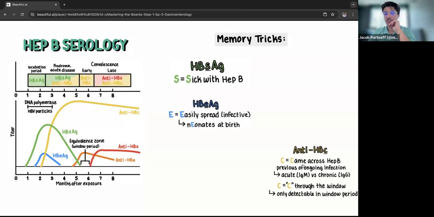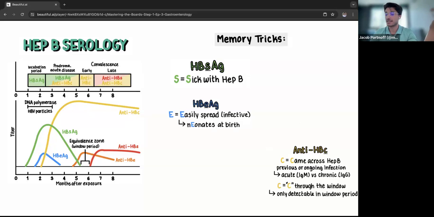Now, for our antibodies, we have these first two that we've talked about. Now we have anti-HBc, which is going to come on around the 2-month mark and then stay elevated. This is going to be your marker that helps us differentiate between an acute and chronic infection, because this one stands for came across Hep B. So you either had a previous or you have an ongoing infection.